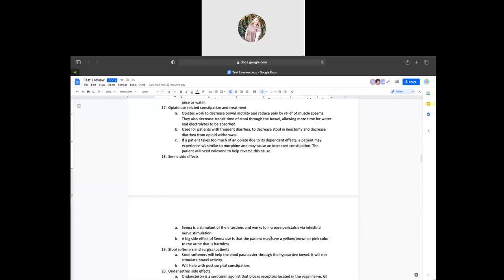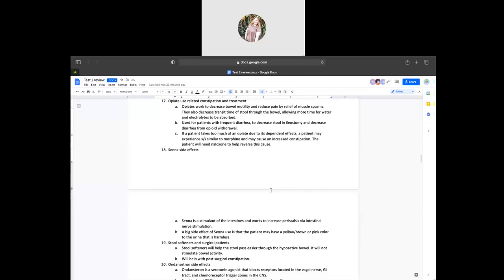Opiate use. Opiates work to decrease bowel motility and reduce pain by relief of muscle spasms. They decrease the transit time of stool through the bowel and allow more time for water and electrolytes to be absorbed. So opiates kind of restrict the bowel movement, allowing for the water and electrolytes to be absorbed and for the stool to be more formed. It helps with patients with frequent diarrhea, to decrease stool and ileostomy output, and decrease diarrhea from opioid withdrawal.